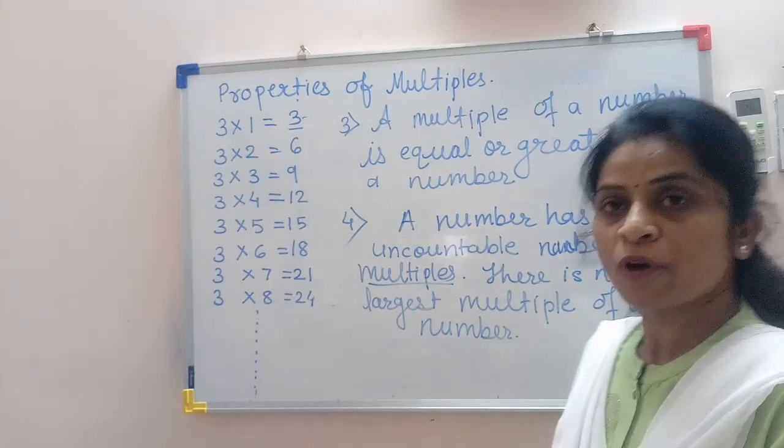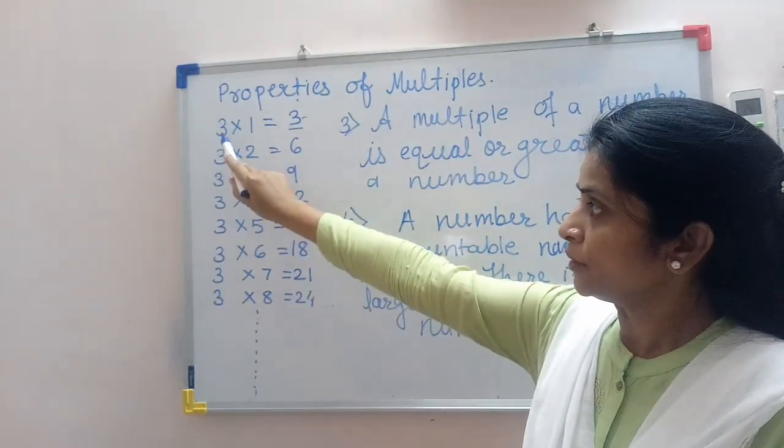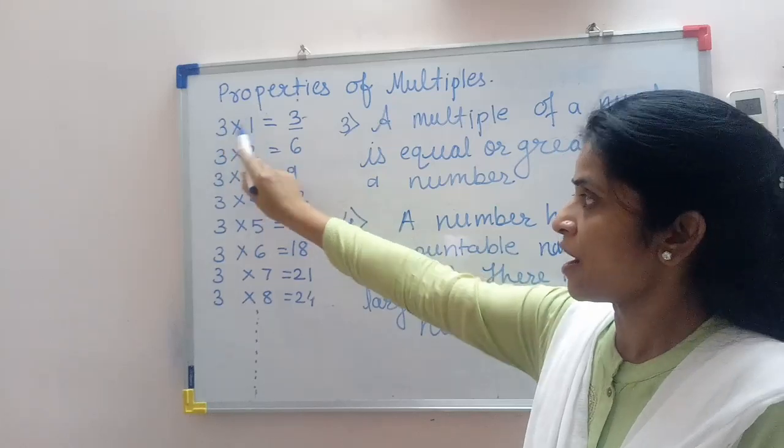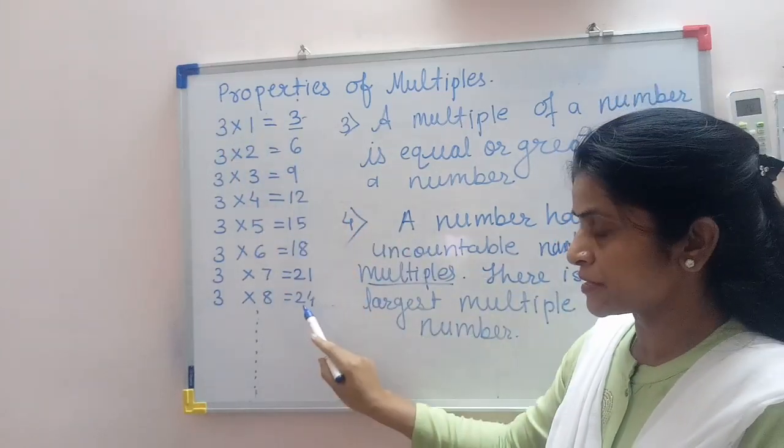Now the fourth property of multiples. Now see students, here we can go on multiplying 3 by higher and higher numbers. Now we will get more and more multiples.